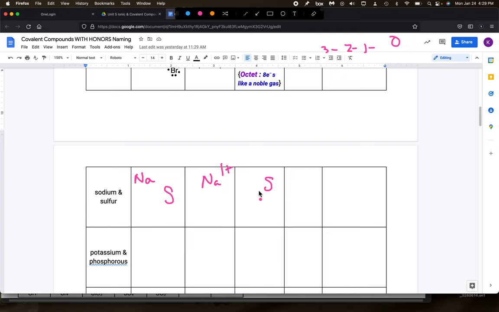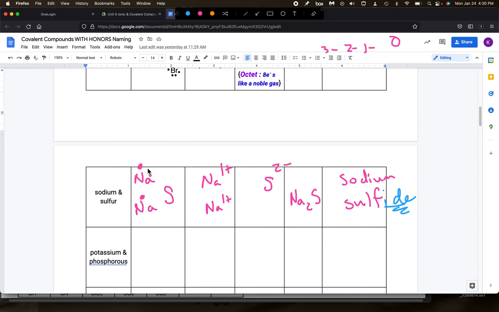Now I want to balance the charges so I can write a compound here. And that means I need another sodium. There it is. So now I have 2+ and the 2-. So my formula is this. And you call that sodium sulfide, using that ide ending. All right, and then you do the dots. Oh, we need another sodium. Sorry. So that's how I knew I needed two sodiums.